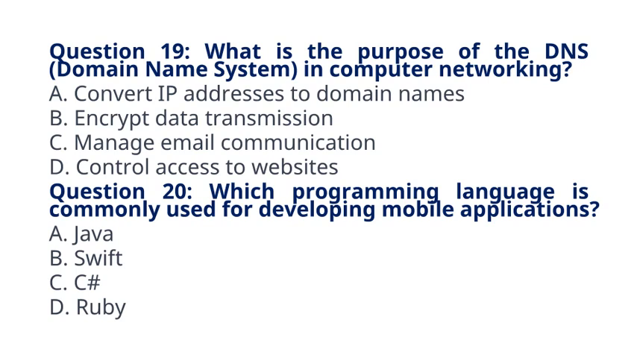Question 20. Which programming language is commonly used for developing mobile applications? A. Java. B. Swift. C. C#. D. Ruby. The correct answer to question 20 is option A. Java. Explanation. Java is a widely used programming language for developing mobile applications, especially for Android platforms.